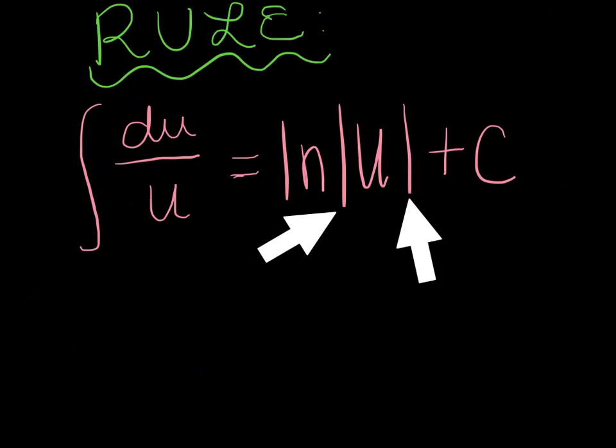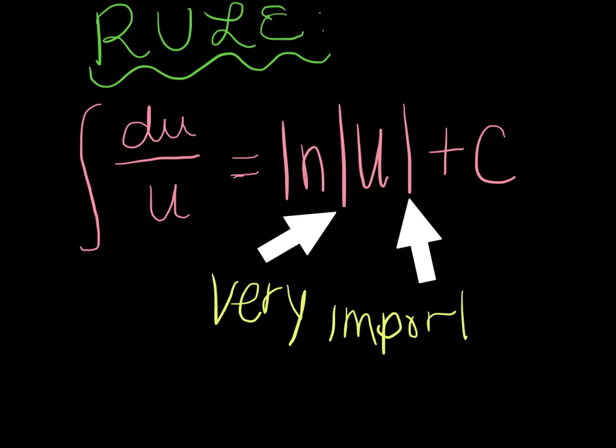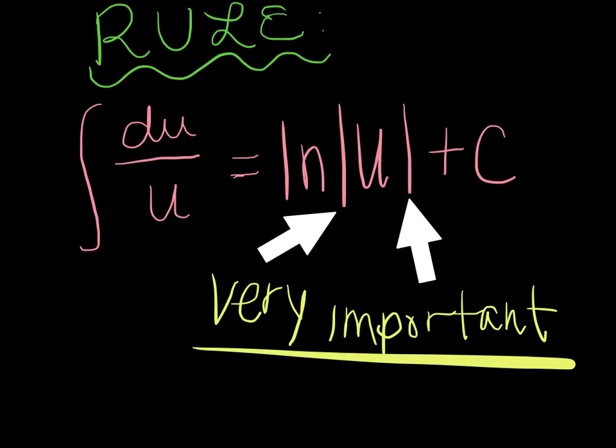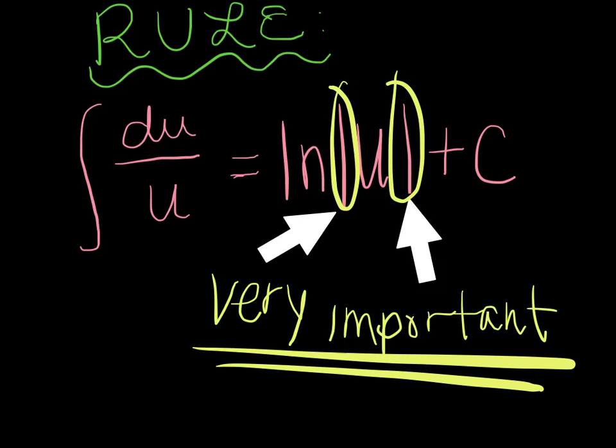So our second rule for tonight is going to be the integral of du over u equals the natural log of the absolute value of u plus c. Now I drew these arrows for a reason. These are very important. I'm going to even write it down. Very important. Anytime you integrate du over u and you end up with the ln of u, you better include these absolute value symbols.